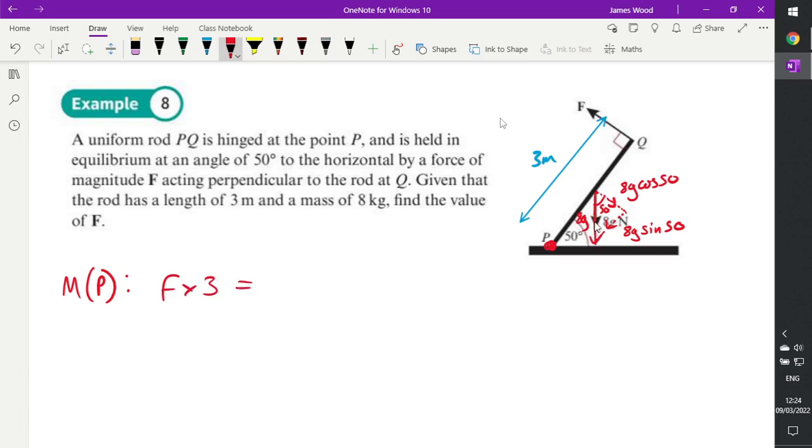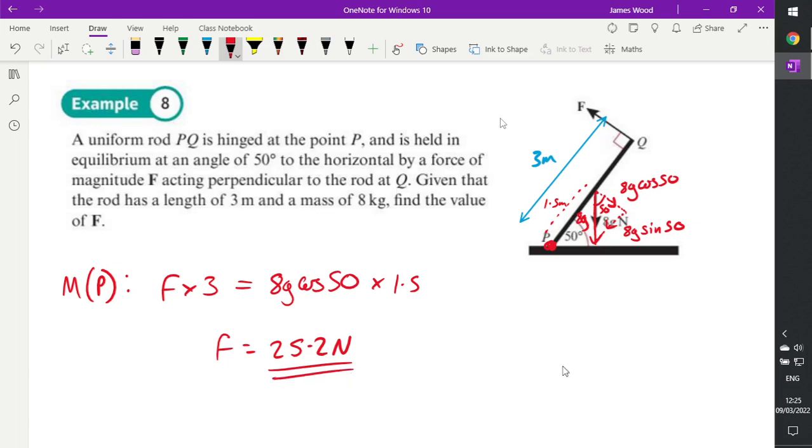Now for this force in here, it's a little bit more complicated. We've just got to pick the perpendicular component. So that's 8G cos 50. Okay, that's a perpendicular force. So that the distance and the force are perpendicular. And the distance, because the centre of mass is halfway, this is obviously 1.5 meters. And now we've got an equation that we can solve. So F comes out as 25.2 newtons. And that's all there is to it.